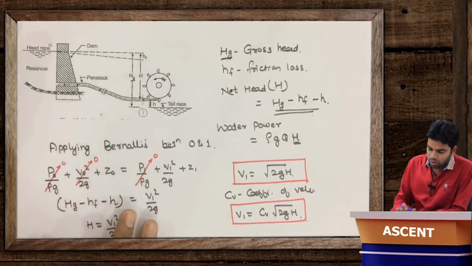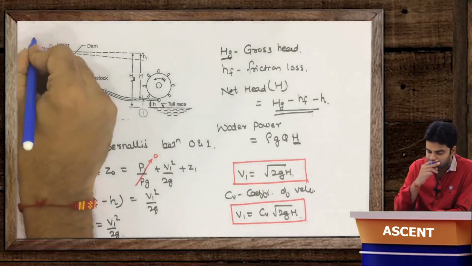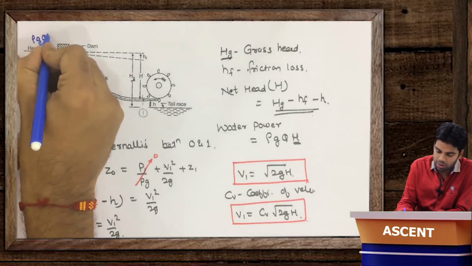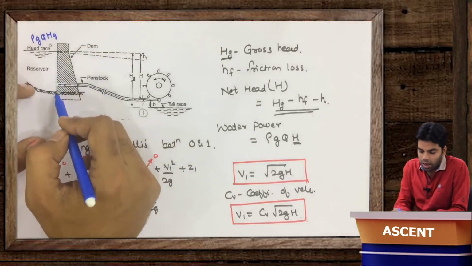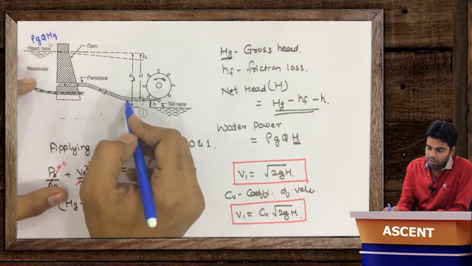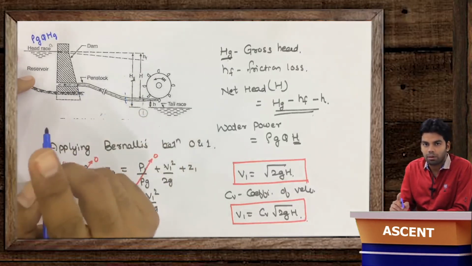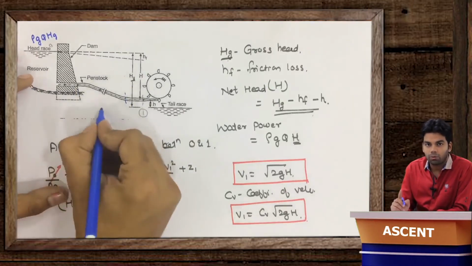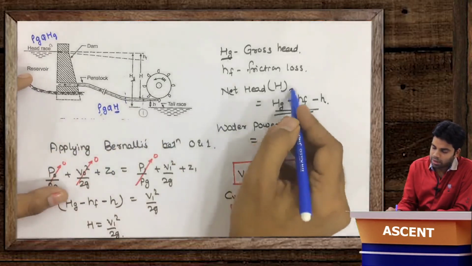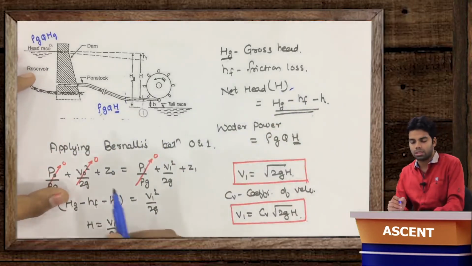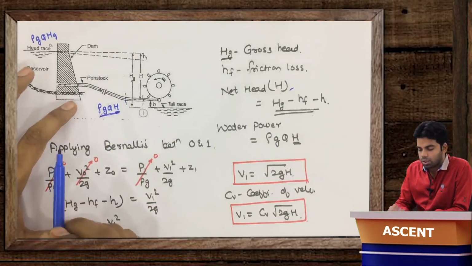As I told you, the total power available at this point is nothing but water power, which is equal to rho g Q into Hg, where Hg is the gross head. Now there are certain losses, and after those losses, the water power which is available at the entry of the nozzle is rho g Q into H, where this H is nothing but the net head, as I told you yesterday. So the total power available at the entry of the nozzle is rho g Q H.